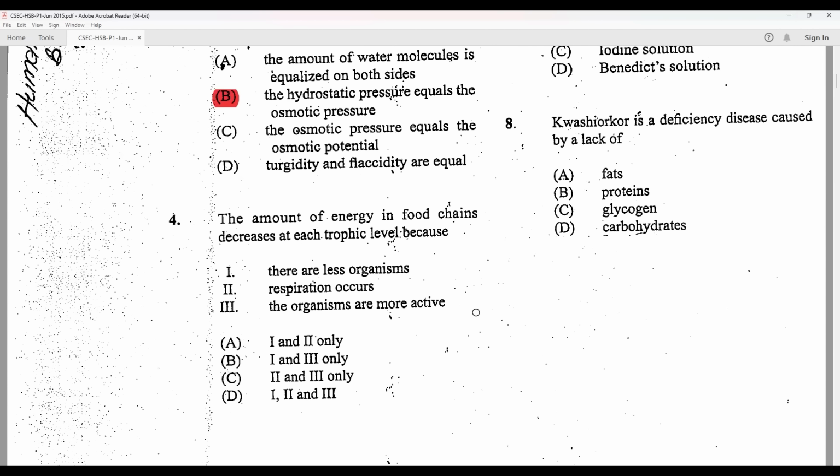Question 4. The amount of energy in food chains decreases at each trophic level. 1, there are fewer organisms. 2, respiration occurs. 3, the organisms are more active. And for this question 4, we are going with 2, respiration does occur, and 3, the organisms are more active. Remember, they are talking about the energy. So we are going with C.